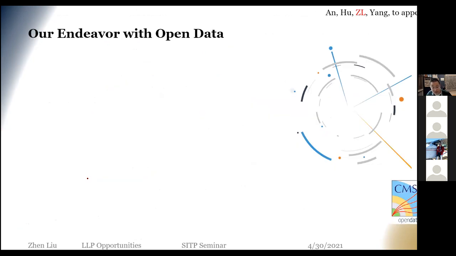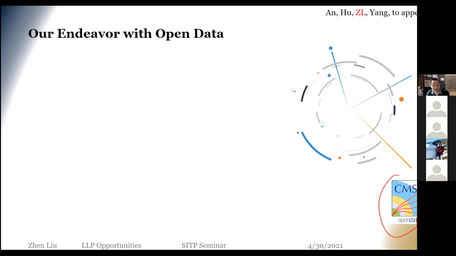What do we do? The signal seems to be impossible. You cannot convince anyone to conduct such a search. So what we decided, as a special agent, was to look into the open data. CMS opened their data and put it on a public repository for people to download and play with. So we thought, okay, sure, we want to play with it.